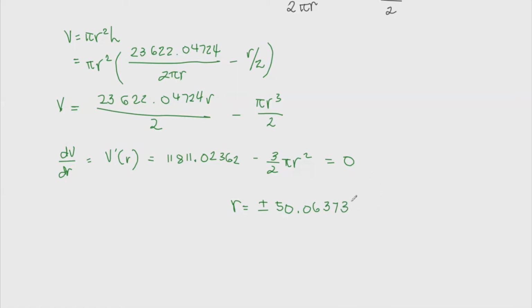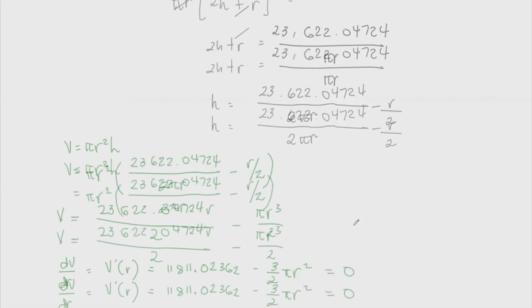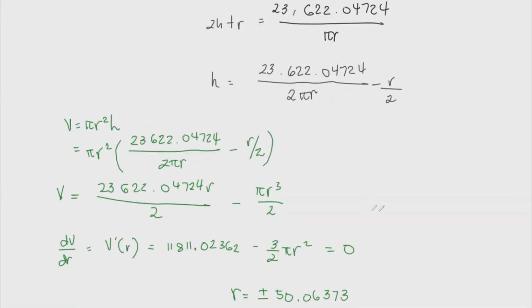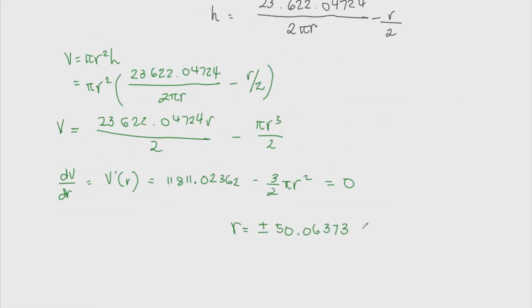So 50.06373. You could just cut it off at 4 decimal places. Okay, so the unit is in meters. So that's it, and that's a pretty large tank for a 50-meter cylindrical tank. That's a very huge tank. It's like a dam. But of course we just have to solve for this problem. We don't mind any value if it's even possible.